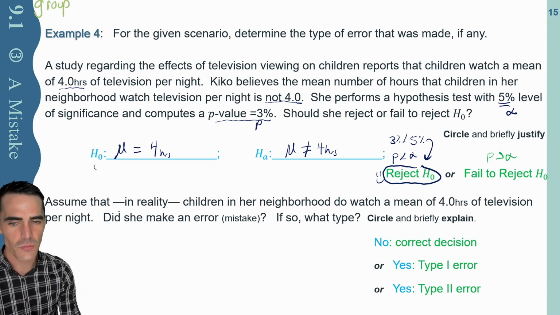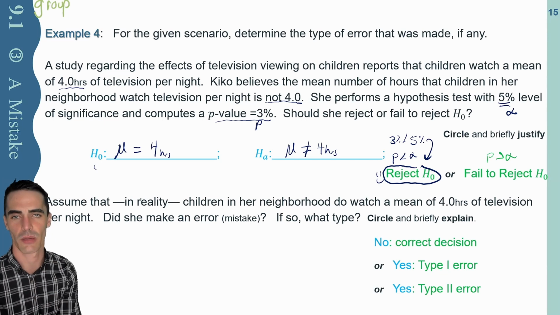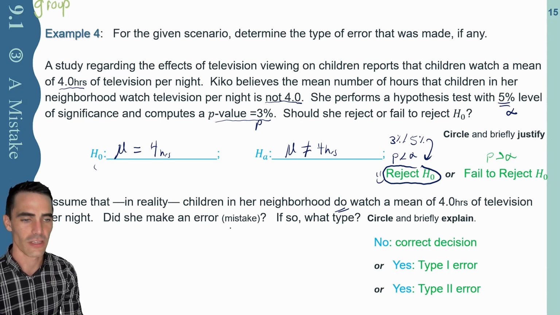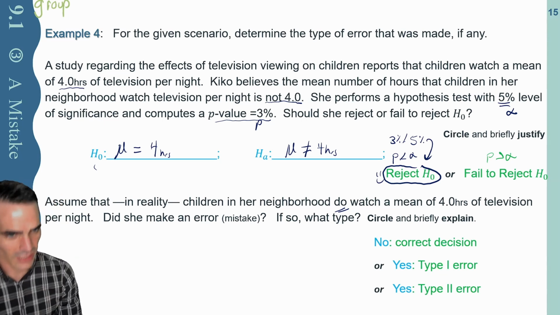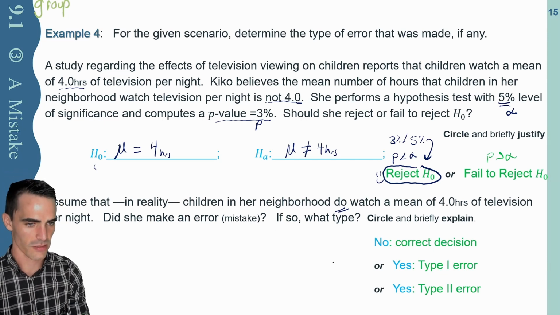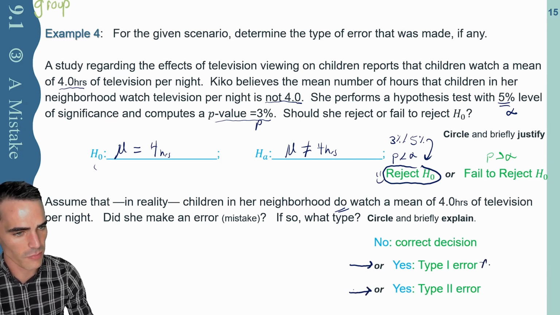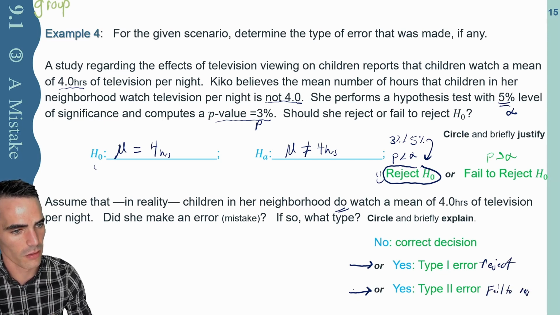Let's see. Assume that in reality, some time passes and they're able to gather this information. Children in her neighborhood actually do watch a mean of 4 hours of television per night. Did she make a mistake or an error? Well, you can guess from my tone maybe that, yeah, indeed she did. The way I encourage you to think about this is there are really two types of mistakes that can be made, either type 1 or type 2. Again, type 1 is made if you reject. Type 2 is made if you fail to reject.